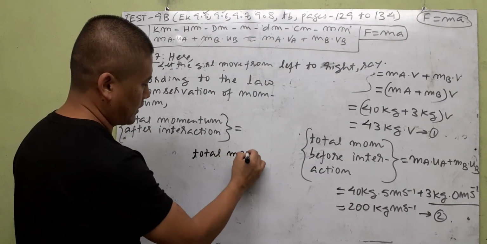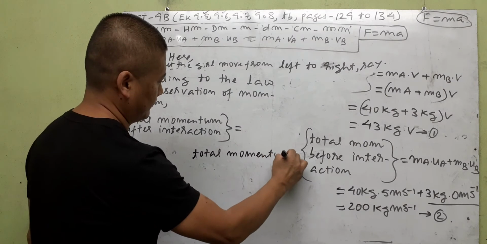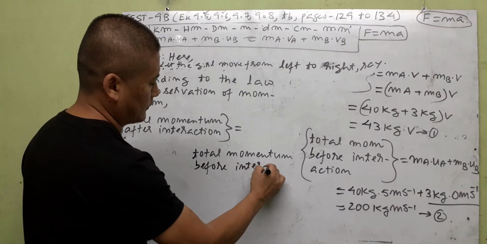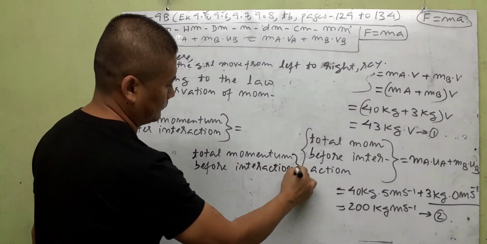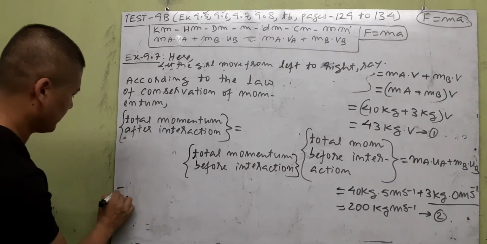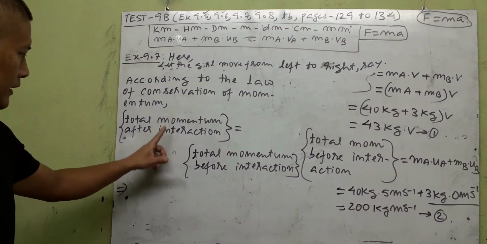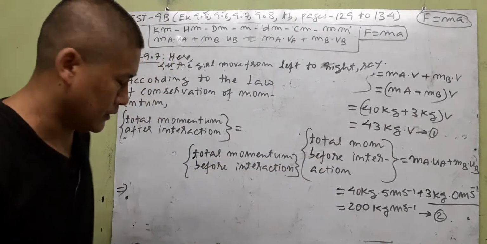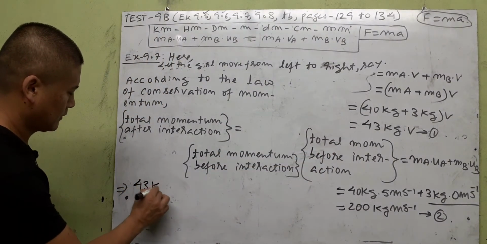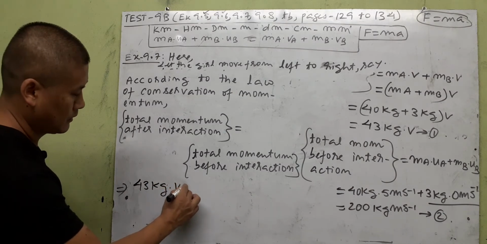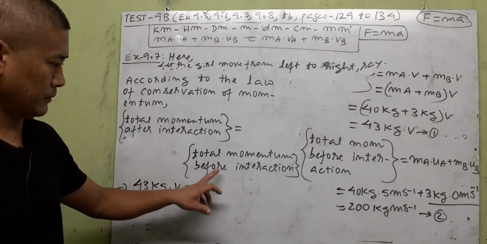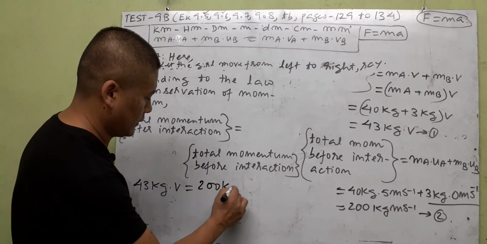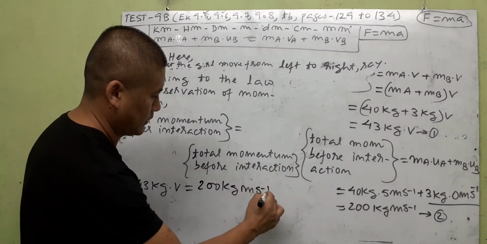total momentum before interaction. So that implies total momentum on the left side after interaction is this one, before is this one, after is 43 kg into V. So 43 kg into V will be equal to total momentum before interaction, 200 kg meter per second.